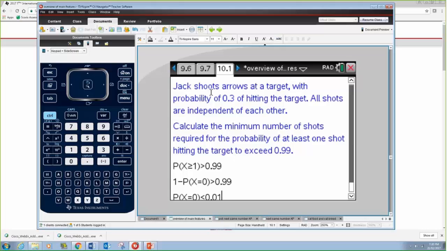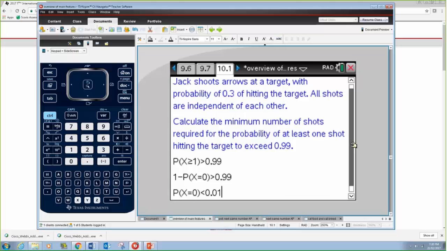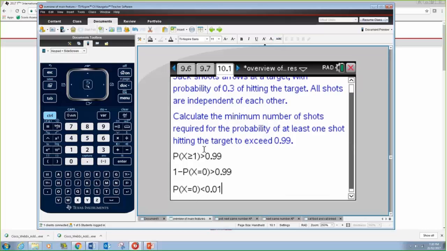So I will come now to explain what is new in the probability section. So this is the binomial probability question. Jack shoots arrows at a target with probability of 0.3 on any single shot. All shots are independent, and this is a typical question. Calculate the minimum number of shots required for the probability of at least one shot hitting the target to exceed 0.99.